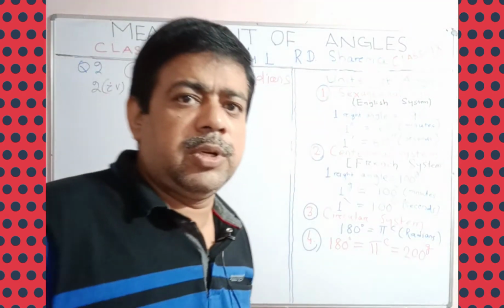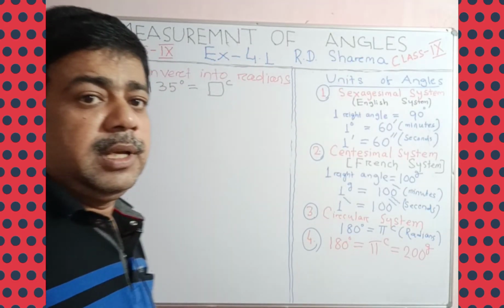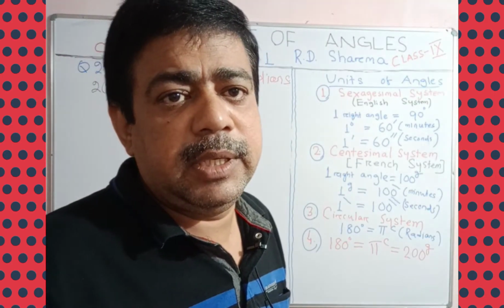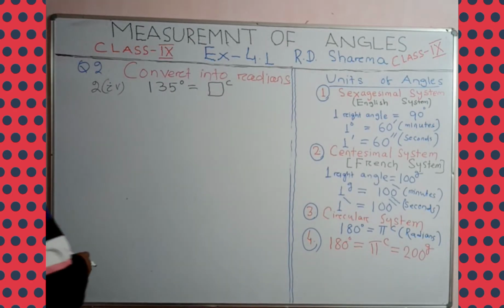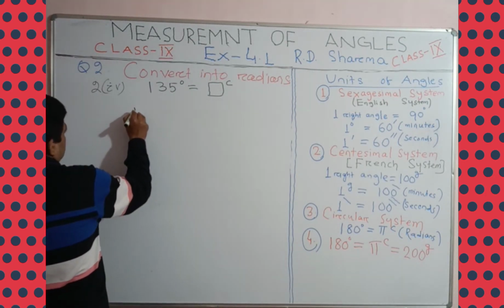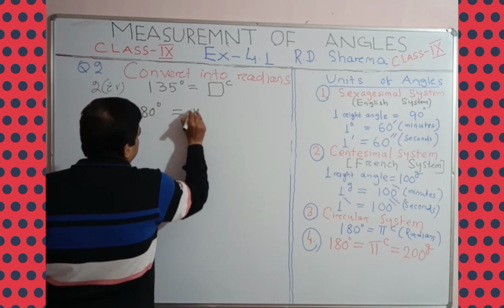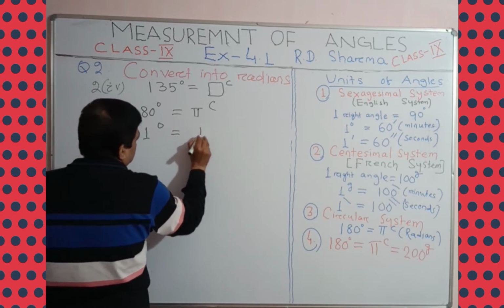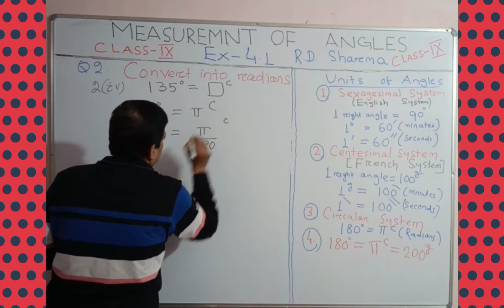Question number 2, fourth bit we are discussing, and here the angle given is 135 degree. 135 degree is equal to how much radian? Let's see. As per the relations, 180 degree is equal to pi radian. So 1 degree is equal to how much? Pi upon 180 radian.